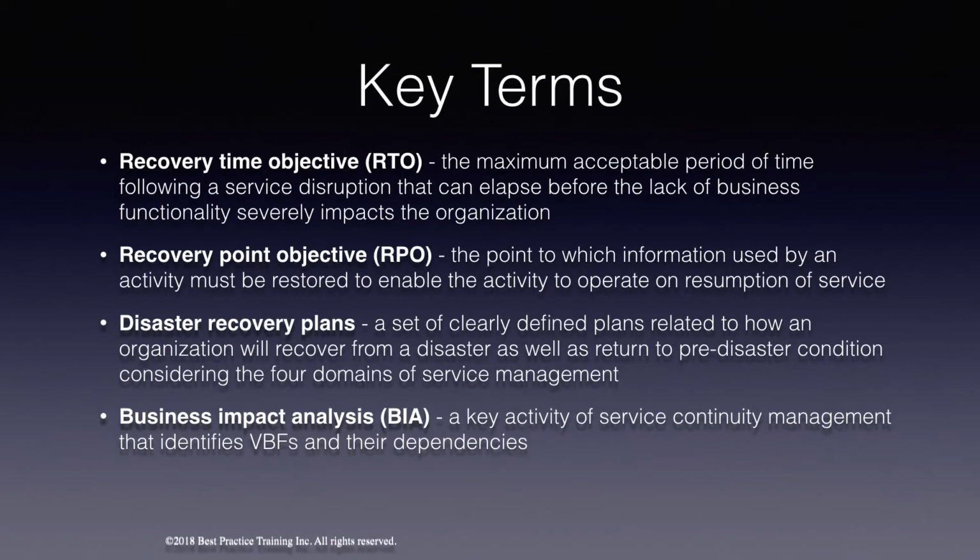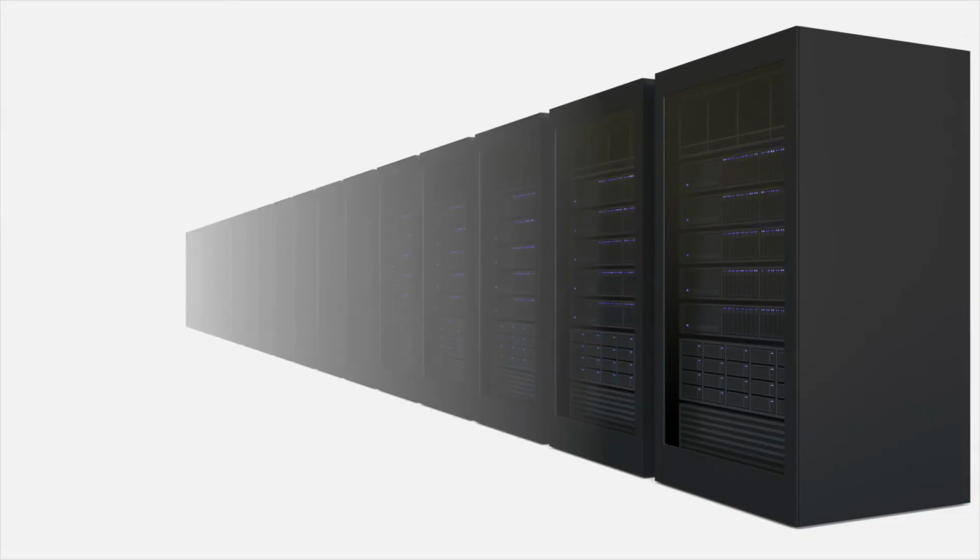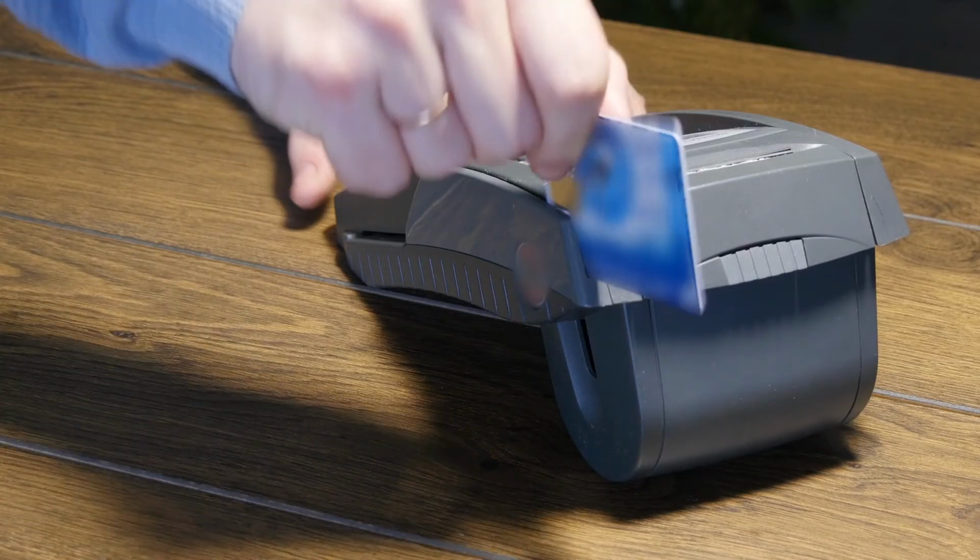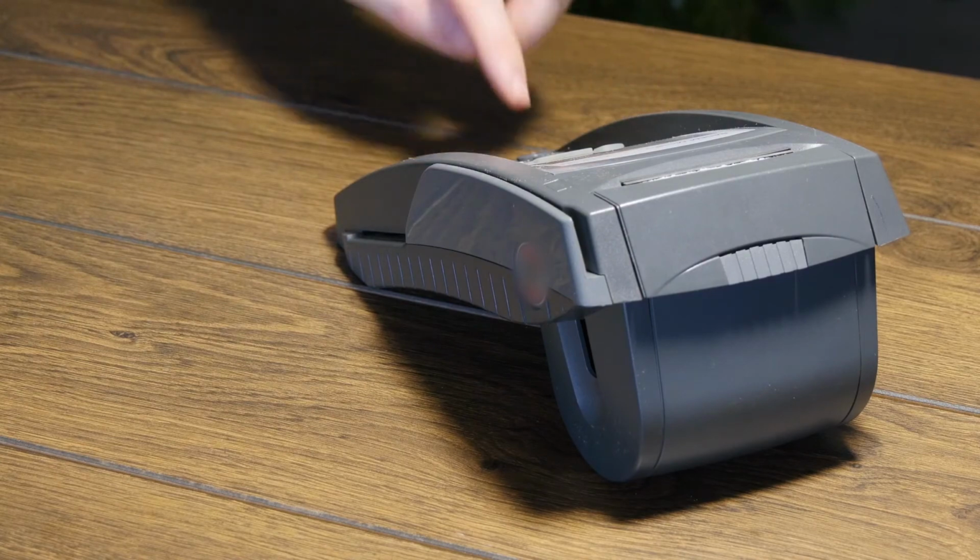A recovery point objective, or RPO, is the point to which information used by an activity must be restored to enable the activity to operate on resumption of service. For example, if daily backups of data are done for a service every evening, for the transactions that are supported by a service that day, a recovery point objective could be to have the latest backup restored by the end of the RTO.